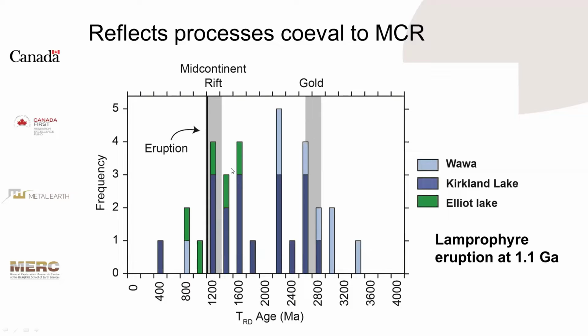But this mid-continental rift event is also seen in the other locations of Wawa and Kirkland Lake. And this is very interesting to have finally a very nice snapshot of what would be the metal input during that event, and is also reflected in other locations at 1.1.